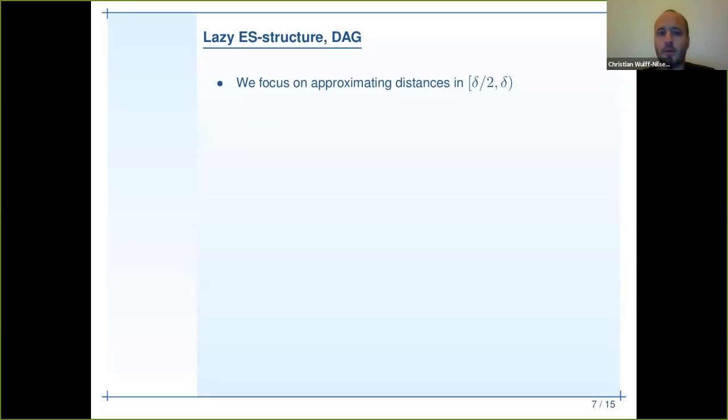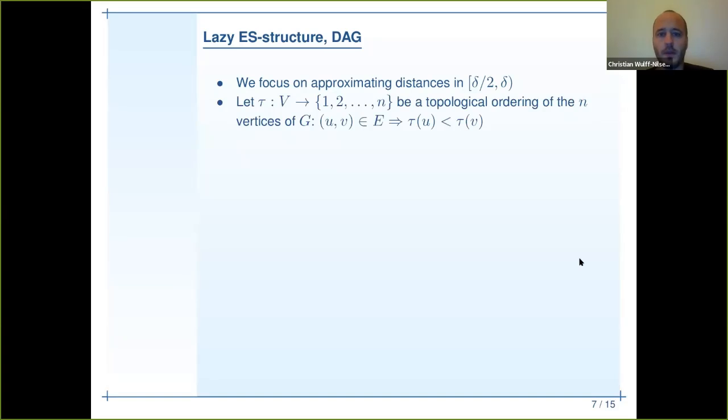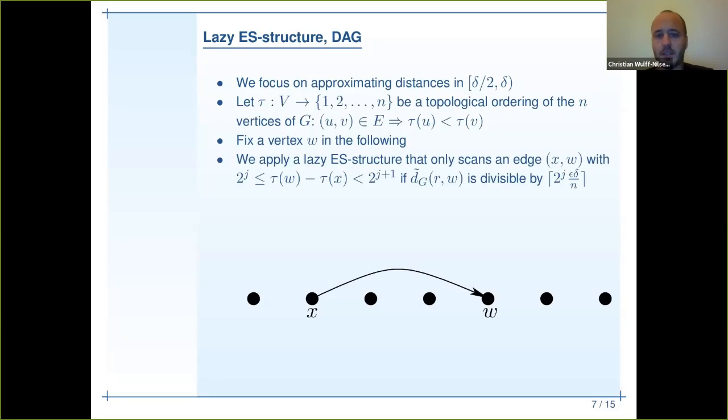In the rest of my talk, I will only focus on approximating distances in some range like this. You can just have a logarithmic number of data structures, one for each of the logarithmically many distance scales. So let tau be a topological ordering of the n vertices, and let's focus on one vertex W in the following. We apply this lazy ES structure from the previous slide, which only scans an edge xW satisfying these two inequalities if the estimate from R to W is divisible by this integer here. This is our integer I from before. Here I'm looking at an edge such that the topological order difference between its endpoints is at least 2 to the j and less than 2 to the j plus 1. As an example here, the topological order difference is 3, so you could pick j equal to 1 in this case.